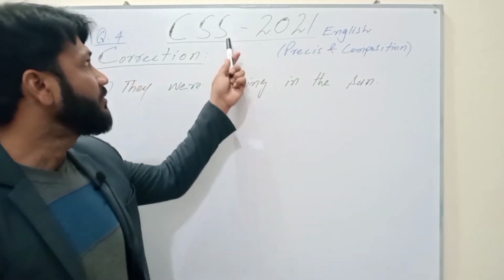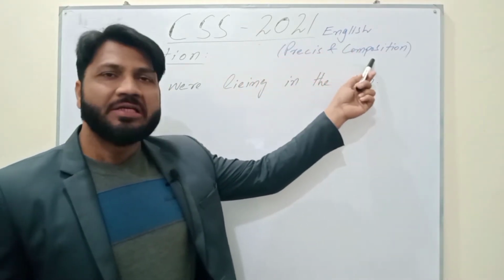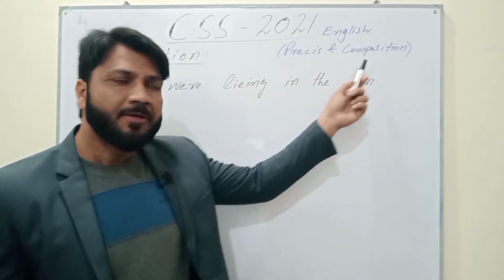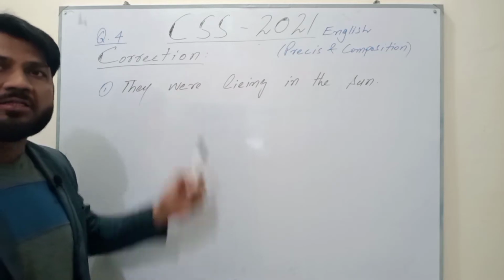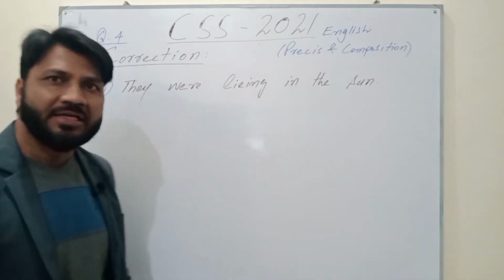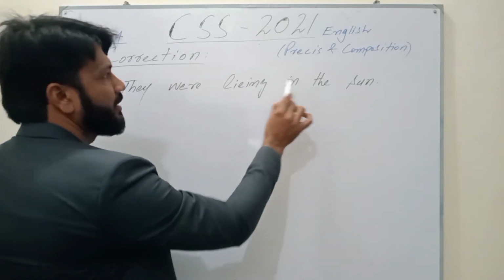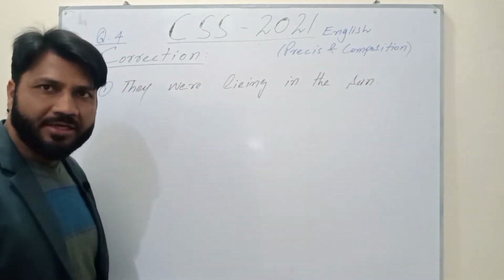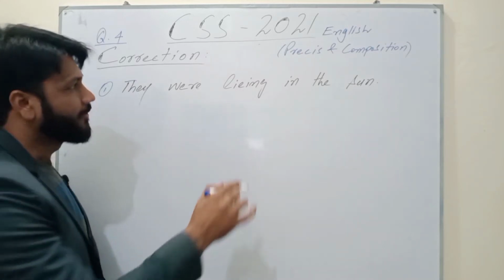CSS 2021 English Precis and Composition paper. Question number 4, correction. Correct the following sentence. Sentence number 1 is, they were lying in the sun. This sentence is incorrect. Let's see how we can correct it.